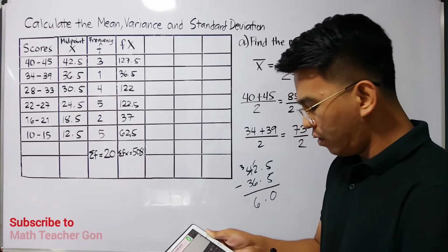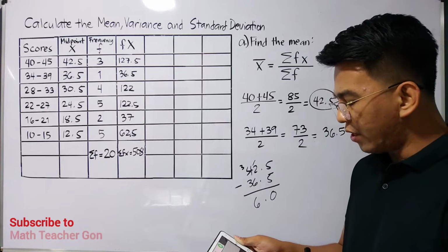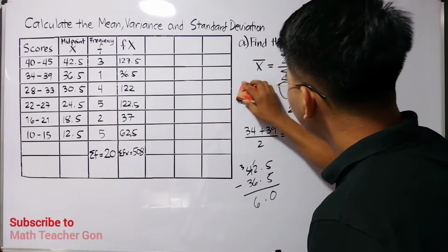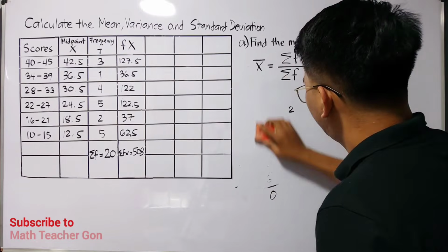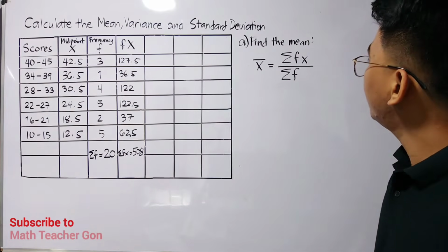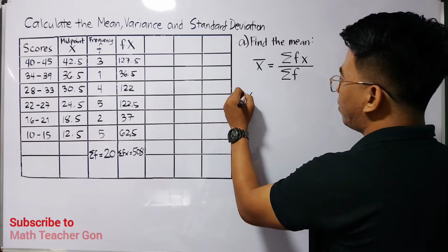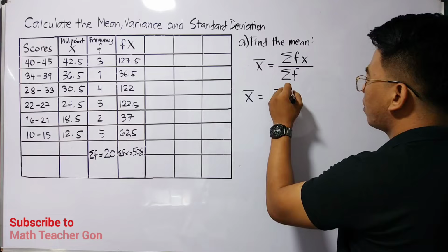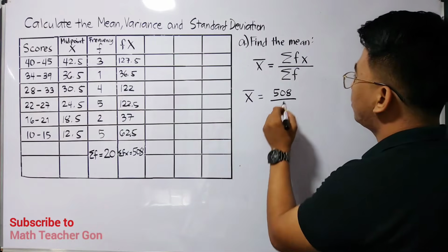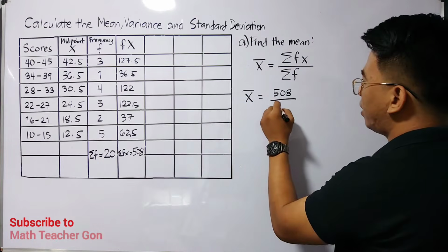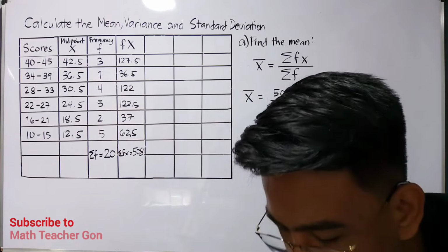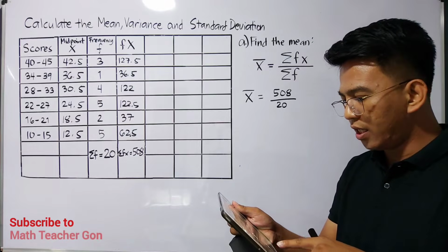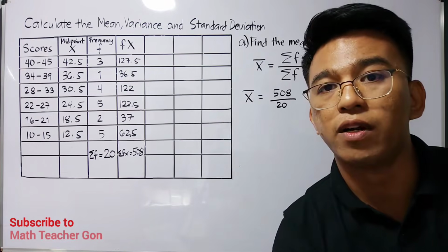Okay? So now, what we will do is calculate the mean. For the mean, what we need to do is to substitute the value. So we have x bar is equal to the summation of fx, which is 508, over the summation of f, which is 20. You can use your calculator again if you want. That is 508 divided by 20, and that would give us the answer of 24.5.